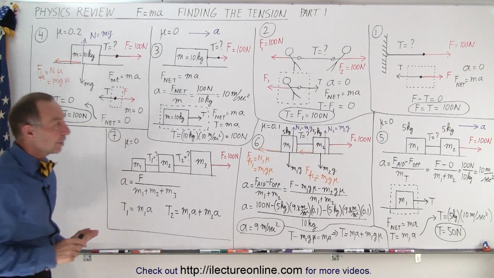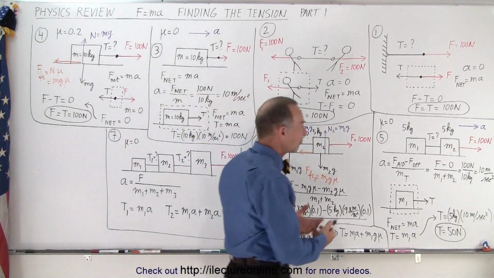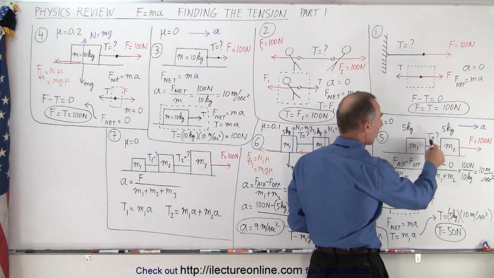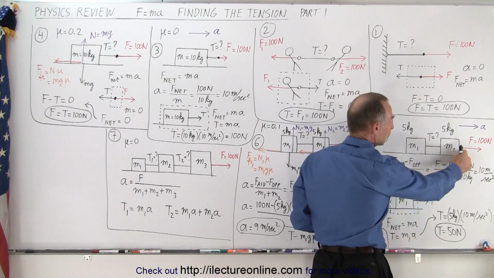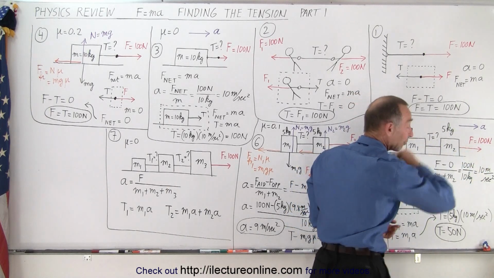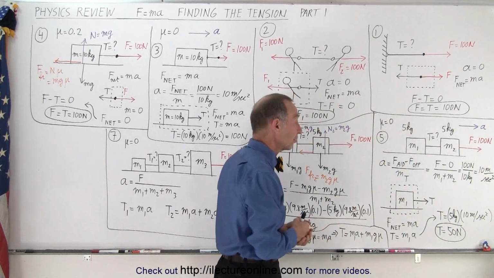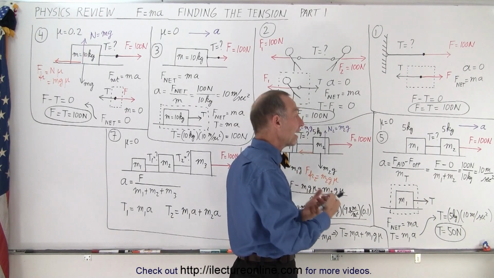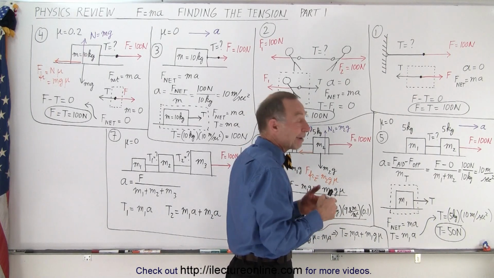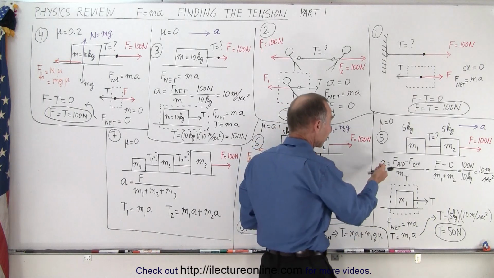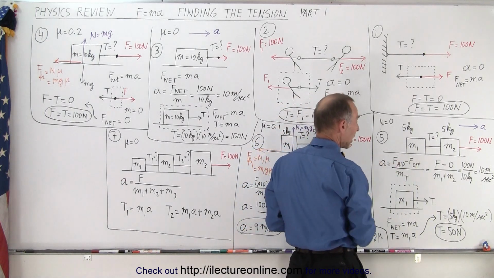But where things differ is when you have more than one mass. Let's say you have two masses that are connected with a rope and you want to find the tension in here, and you have a force pulling on the first mass, but of course that force is pulling both masses. Then you have to find the acceleration of the system first. So there you have no choice. Again, the acceleration is the net force divided by the total mass.